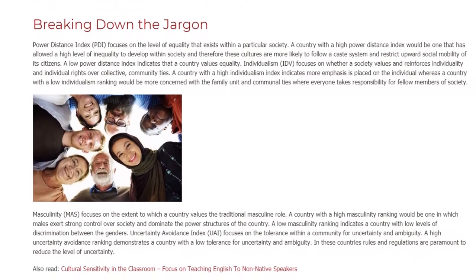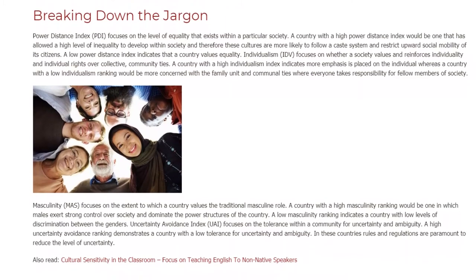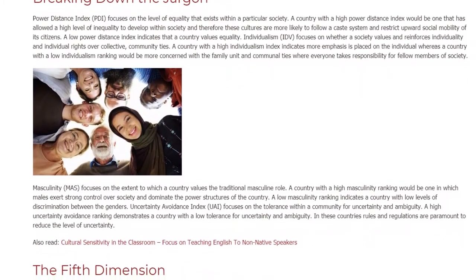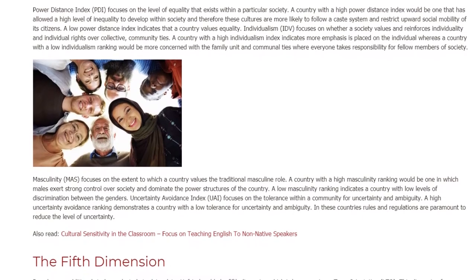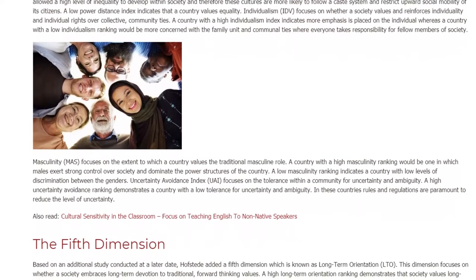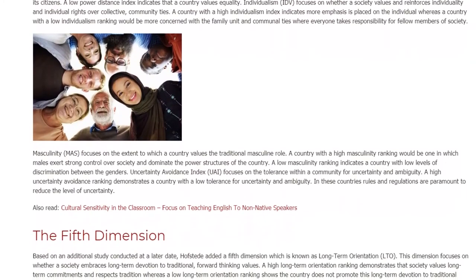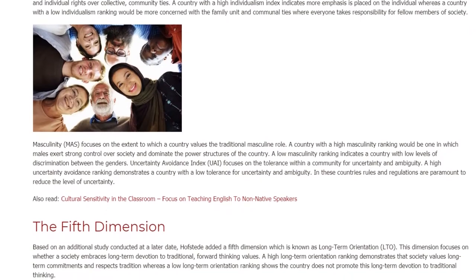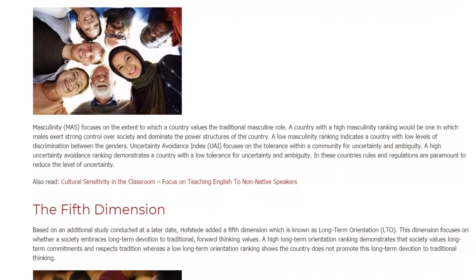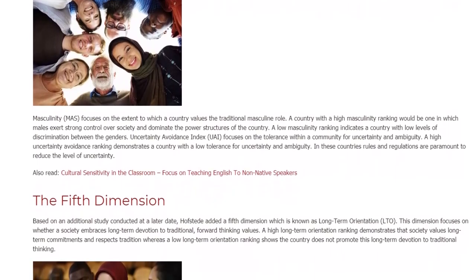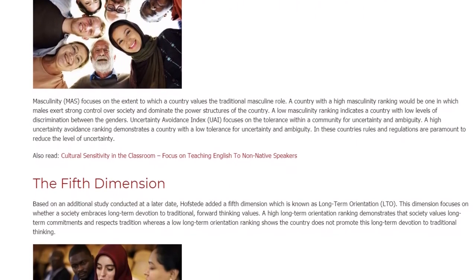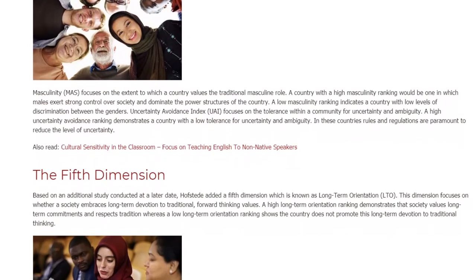A country with a high masculinity ranking would be one in which males exert strong control over society and dominate the power structures of the country. A low masculinity ranking indicates a country with low levels of discrimination between the genders. Uncertainty avoidance index, UAI, focuses on the tolerance within a community for uncertainty and ambiguity. A high uncertainty avoidance ranking demonstrates a country with a low tolerance for uncertainty and ambiguity. In these countries, rules and regulations are paramount to reduce the level of uncertainty.